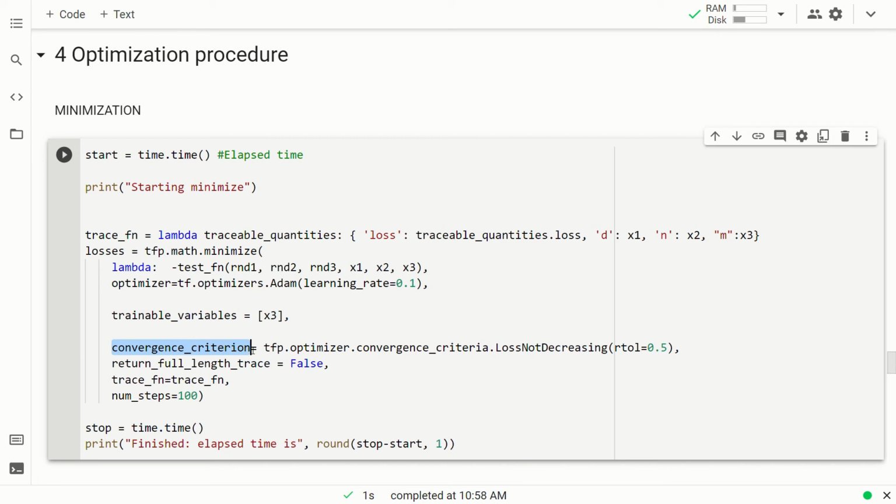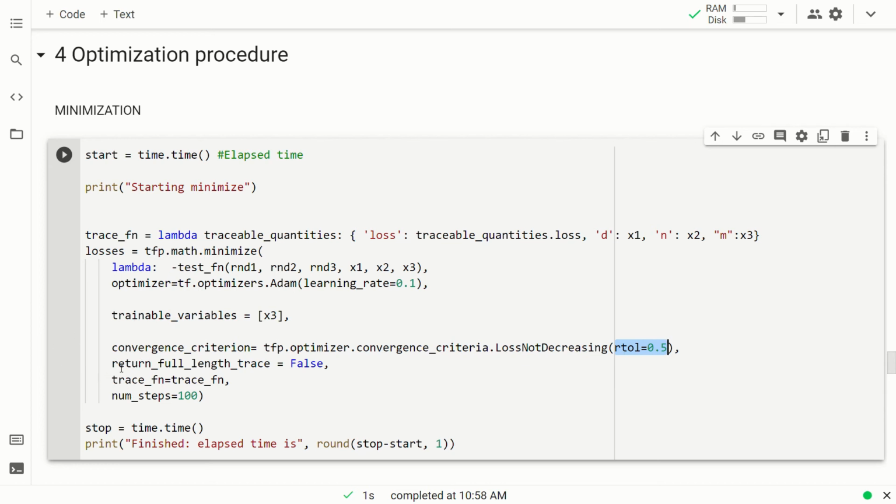Okay, here I'm defining the convergence criterion that is based on a relative tolerance. What does it mean? It means that, as you might expect, our loss that we defined earlier keeps on decreasing during the training. Once that decrease is smaller than the relative tolerance that I set to 0.5, the training is stopped, and the last result is the best result.